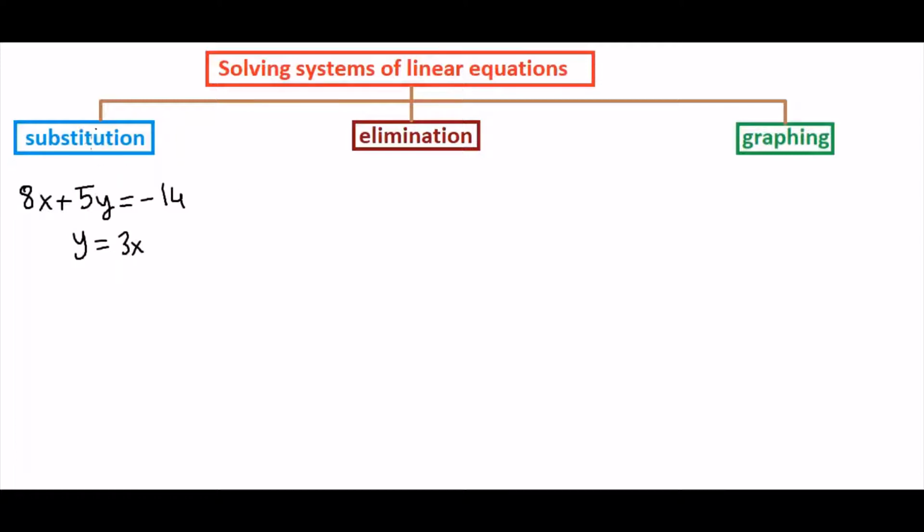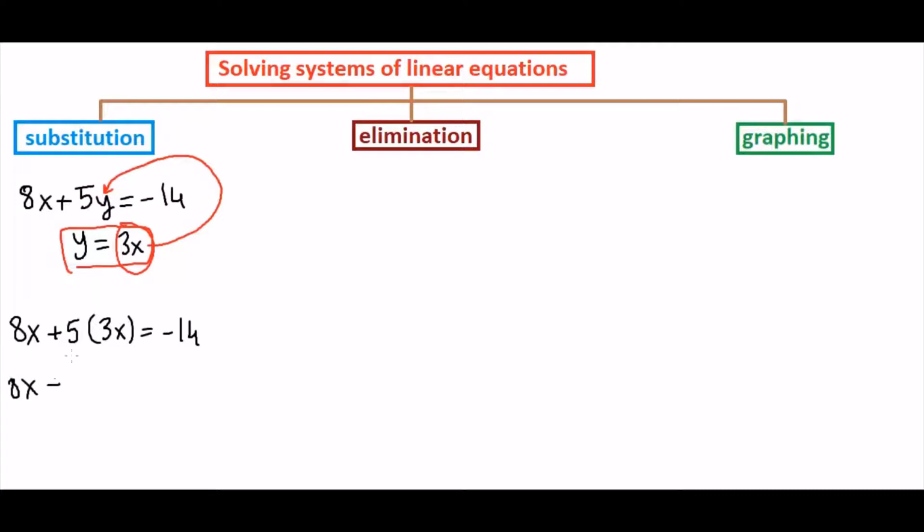Here we are going to use the substitution method. Since the y value equals 3x already, we can substitute 3x wherever we see y in the first equation and solve for x. Instead of y, we're going to write 3x, and we will simplify this equation. 8x plus 5 times 3x, which is 15x, equals negative 14.